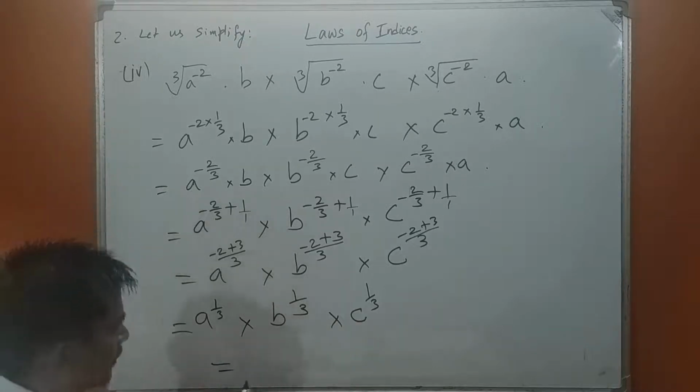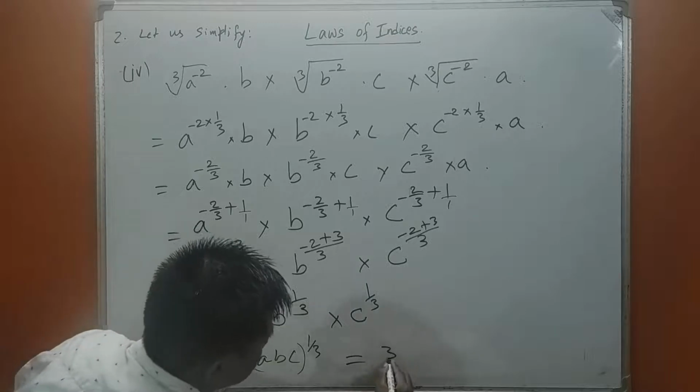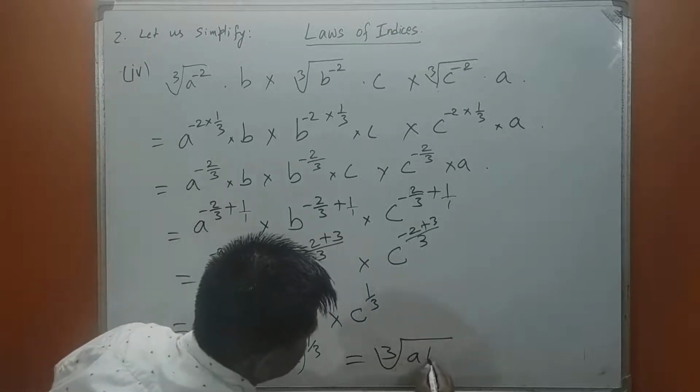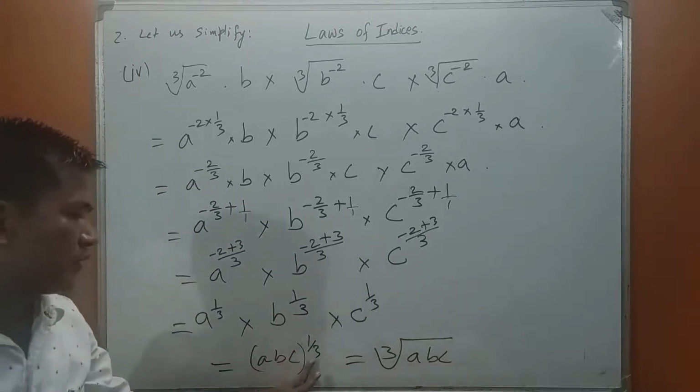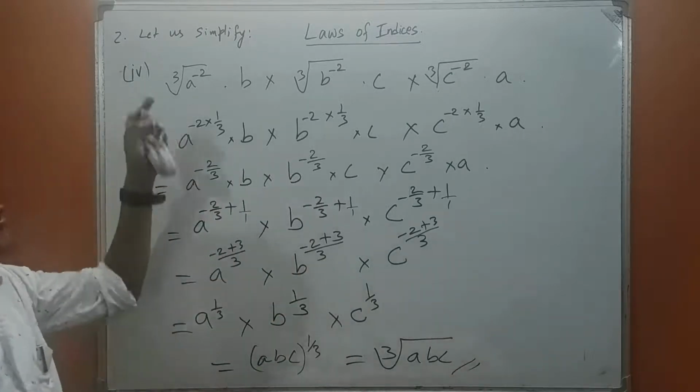This can be written as a, b, c, their powers are same, isn't it? 1 upon 3. So we can write a, b, c whole to the power 1 upon 3. So this means cube root of a, b, c, isn't it? 1 upon 3 means cube root, so cube root of abc. So this is the answer for question number 4, okay?